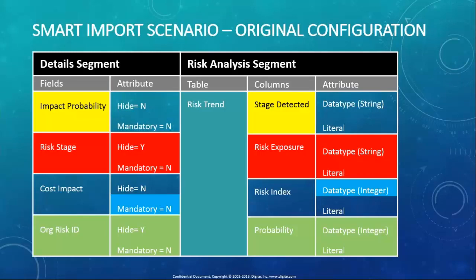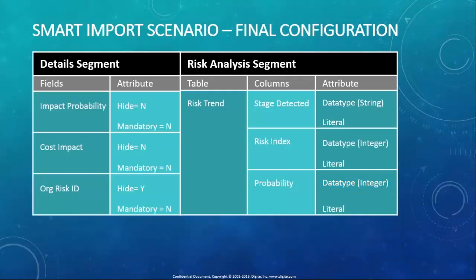Now all these changes, typically one would need to remember, make sure he has noted down all these changes, and when he goes to the production environment, he would require these changes to be applied so that he gets the final configuration like this, where it only has the impact probability, cost impact, org risk ID, stage detected, risk index, and probability as per his configuration requirements. So this is the final state he's meant to achieve on the production environment. Now this would be the final state on the test environment as well.